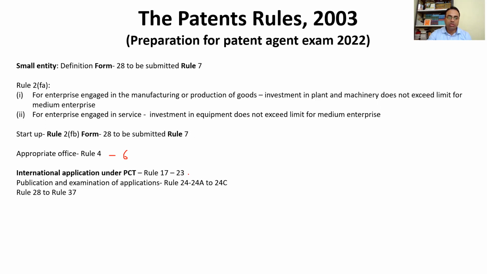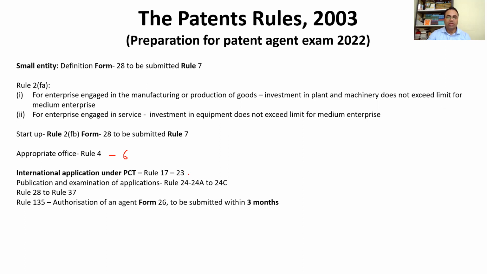Rule 28 to rule 37. What is rule 28? What does it say? Mention of invention as such in a patent. No, this is not a rule, this is a section. Sorry. Procedures in case of anticipation by prior publication. So if there is anticipation by prior publication, what are the procedures? You have to read it.